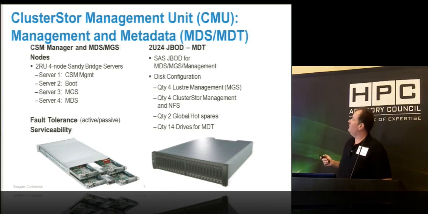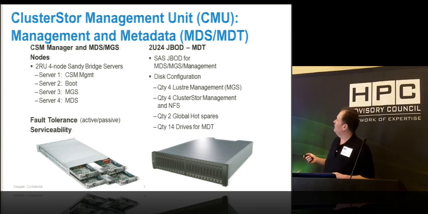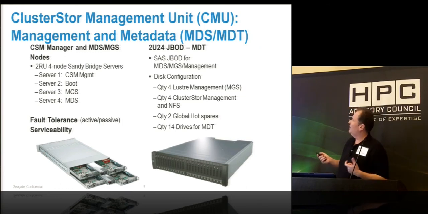That's just the server. Behind that is an array of disks. I believe it ends up being a grand total of 24 in the 2U box. We partition these so that 4 of these disks maintain Lustre management, and 4 are for the Clusterstore management, again a different system managing. Then we have the hot spares, and then 14 drives are for the metadata target.